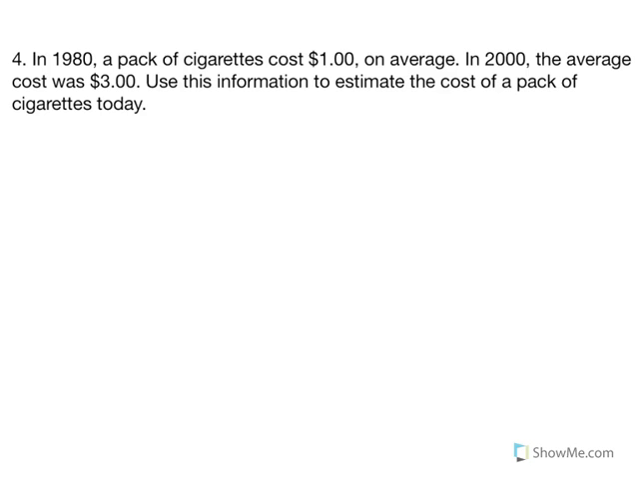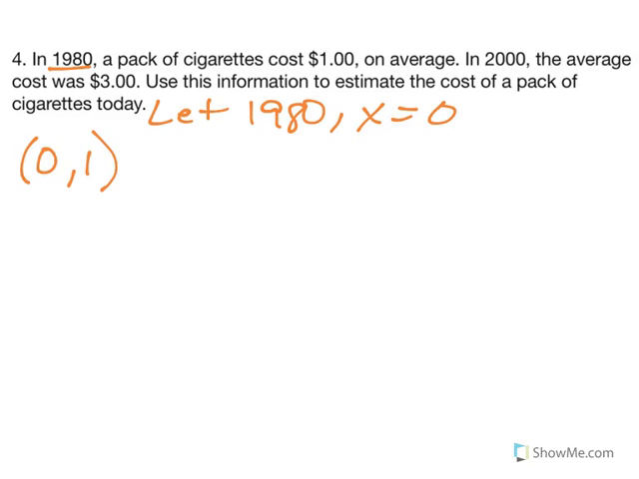Number 4, in 1980, a pack of cigarettes cost $1 on average. In 2000, the average cost was $3. Use this information to estimate the cost of a pack of cigarettes today. Okay, so this gives us very little information in terms of how to write the equation. So the first thing I'm going to do is say, well, 1980 is the oldest year I have. So I'm going to say, let's let 1980 mean x equals 0. So I have an ordered pair of 0, 1. Right, because that's 1980 with $1.